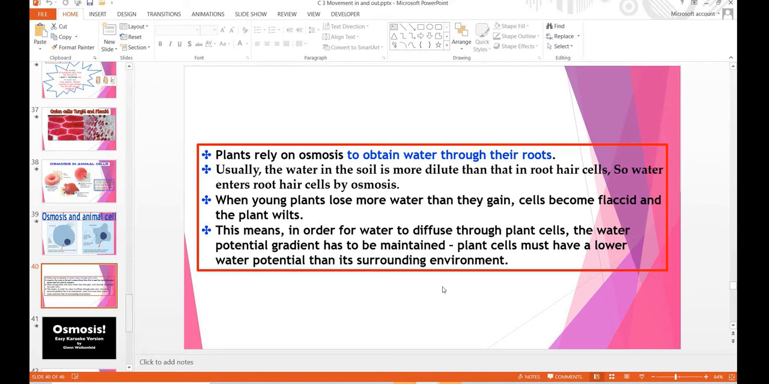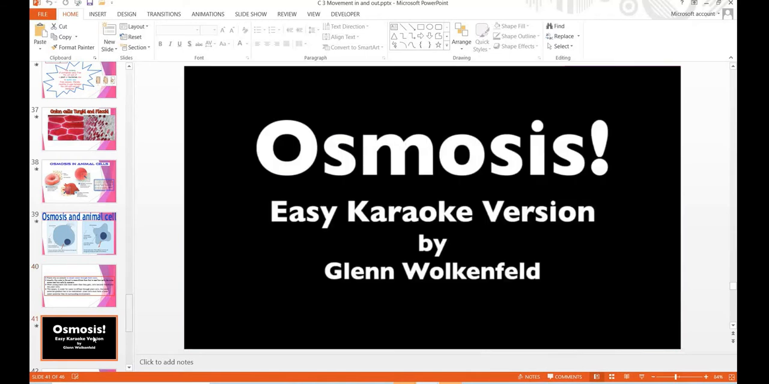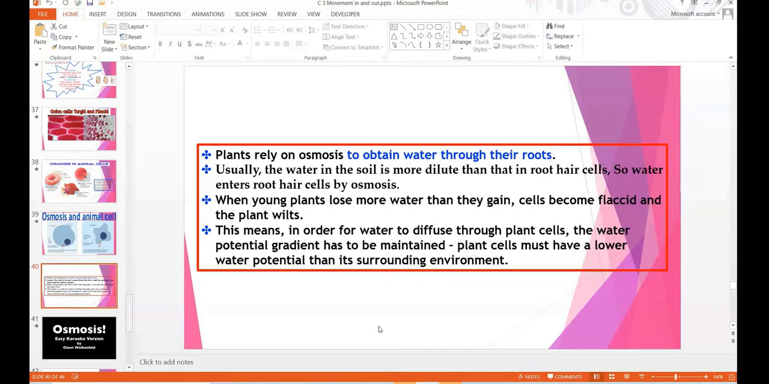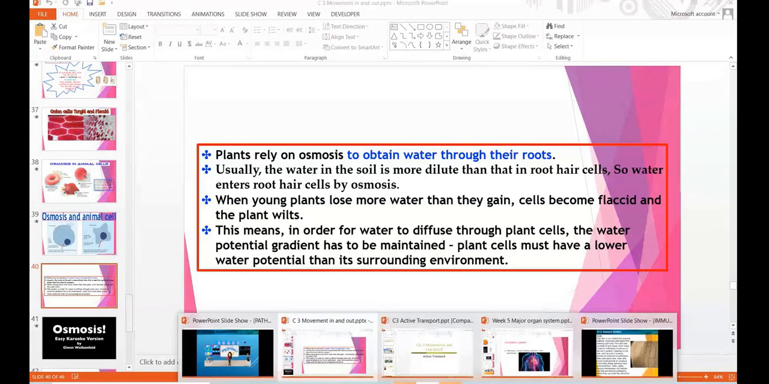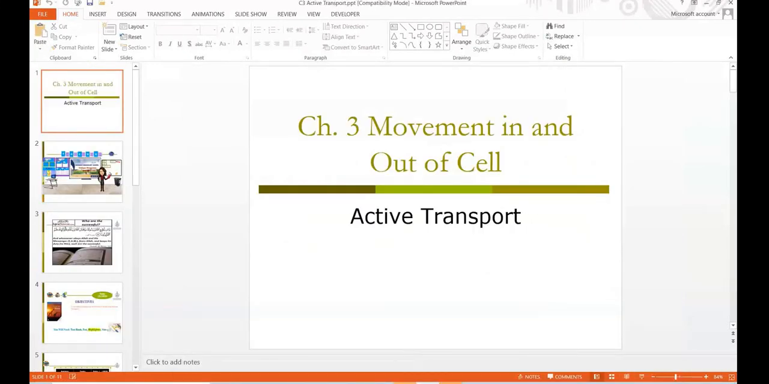Alright, so the last slide is plants. They rely on osmosis to obtain water through their roots, and usually the water in the soil is more dilute than in the root hair cells, so water enters the root hair cells by osmosis. This we studied already. So this is about diffusion and osmosis. Now, active transport. I want you all to open page number 35 from your textbook. We are doing active transport now.